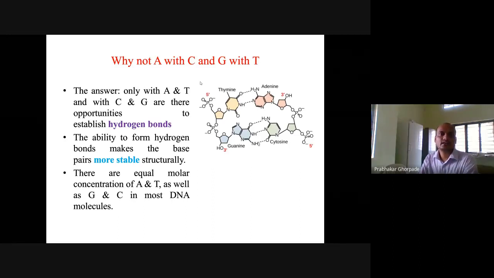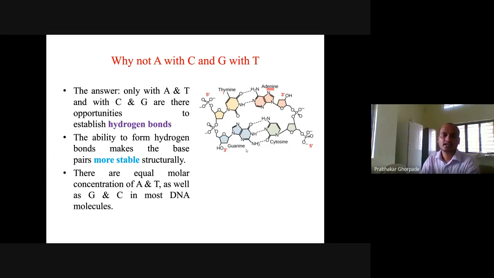And likewise, why is A not pairing with C? We say A pairs with T and C pairs with G. Why can't A pair with C? The answer is that only A with T and C with G have the opportunity to form hydrogen bonds. For example, this one is an adenine, this one is a thymine. Adenine can form hydrogen bonds with only thymine. It cannot form hydrogen bonds with cytosine. Likewise, cytosine can form bonds with guanine, not with adenine.